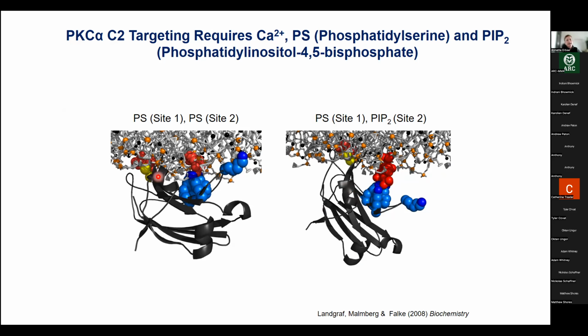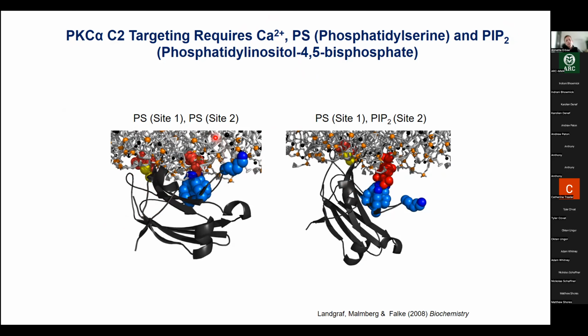Protein kinase C gets activated by binding calcium and the second messenger lipid PIP2. It can bind to membranes by simply binding to PS lipids. And if it does that, this is the conformation it takes. These loops, these interaction sites, are interacting with the head group regions, which we can see from the depth parameter.